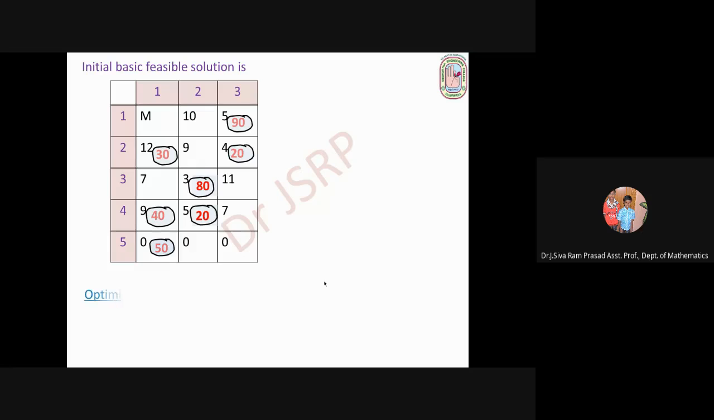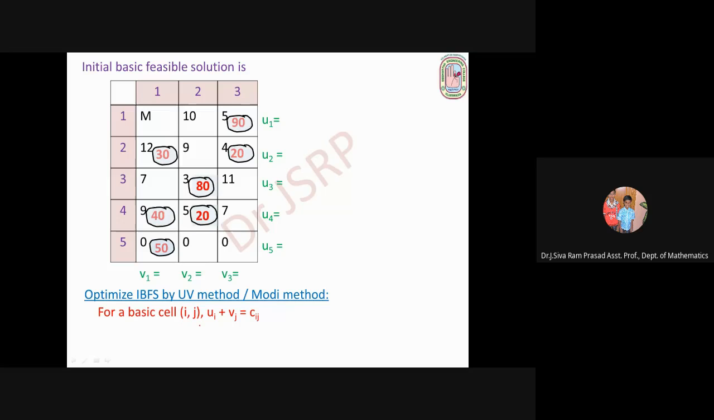Right. Now we have to optimize this solution by the UV method or Modi method. Okay. So what are the steps? So we find U values for rows. So U1 for the first row, U2 for the second row, U3, U4, U5. Okay. And V values for columns. For the first column V1, for the second column V2, for the third column V3. Okay. What is the relation? For a basic cell i comma j, Ui plus Vj equals Cij.